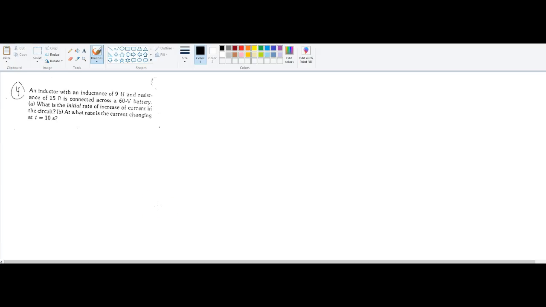All right, an inductor in series with an inductance of 9 henries and a resistance of 15 ohms is connected to a 60-volt battery. What is the initial rate of current increase in the system? Okay, so now we go get our pen and we start off by looking at the circuit. We don't do massive amounts of thinking right away, just general thinking.